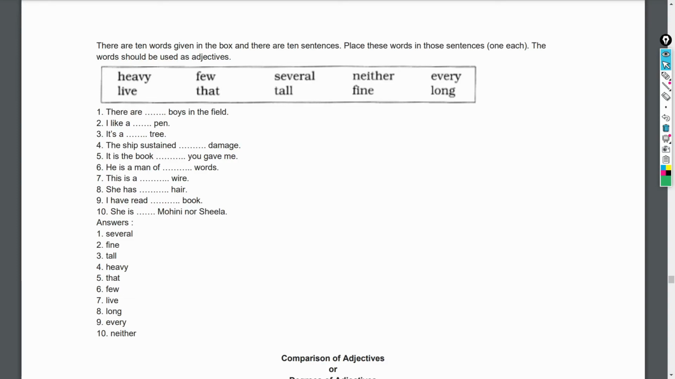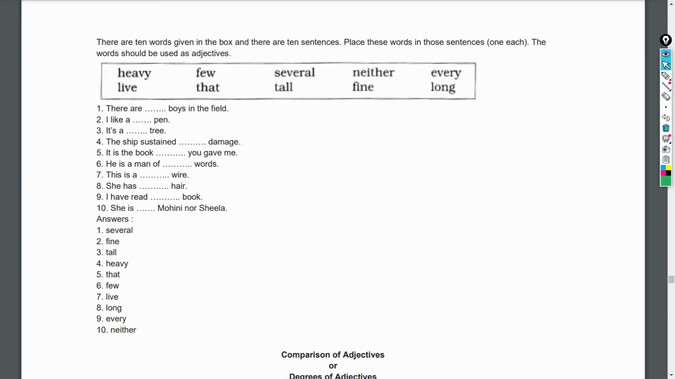Number 3, it is a dash tree. What can a tree be like? It can be tall. Tall tree, correct. Number 4, the storm sustained dash damage. So what kind of damage will it be? Heavy damage, correct.